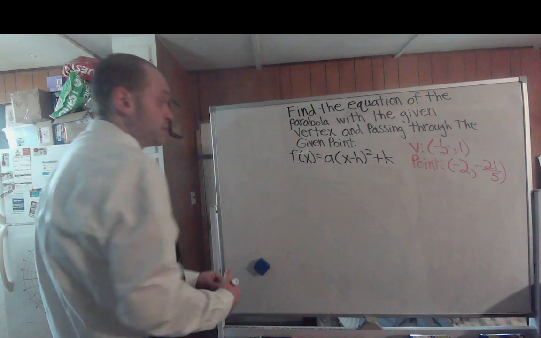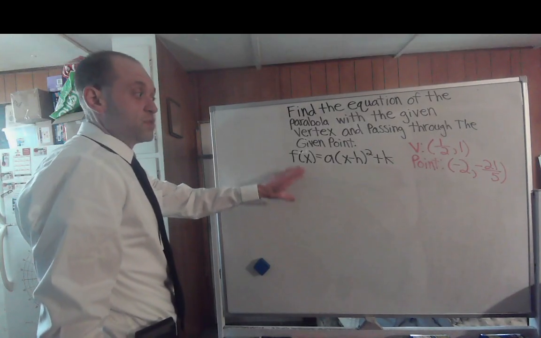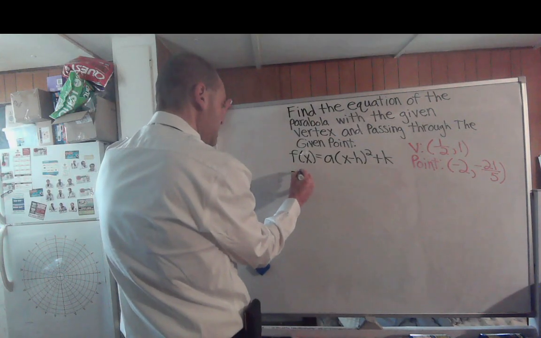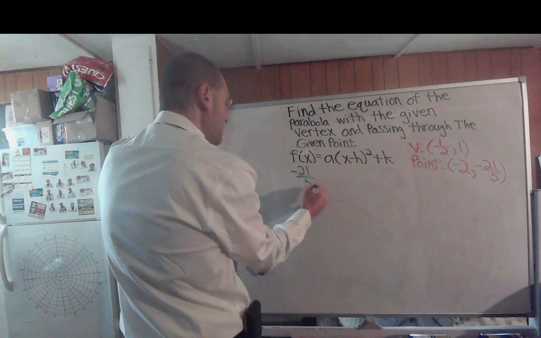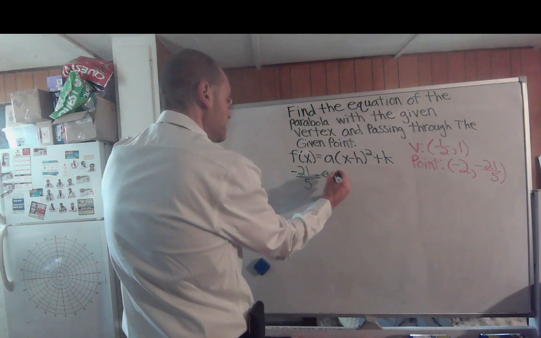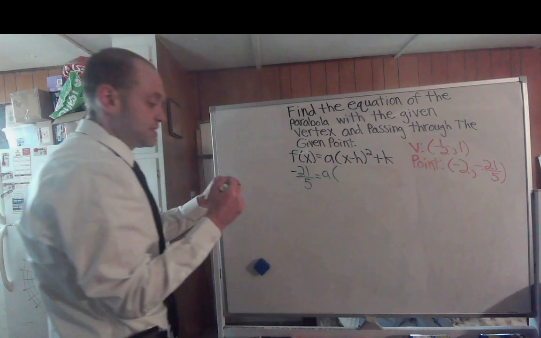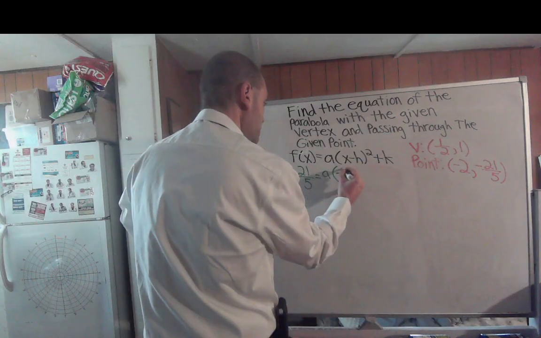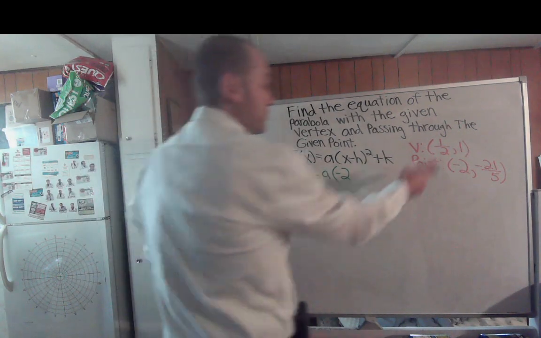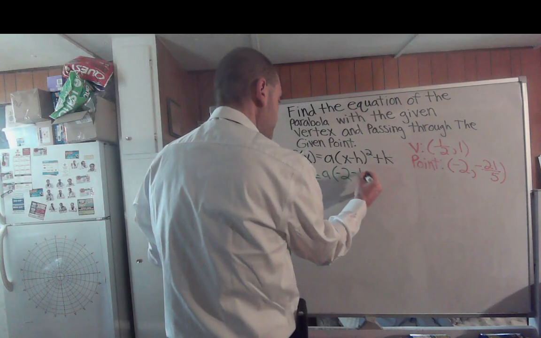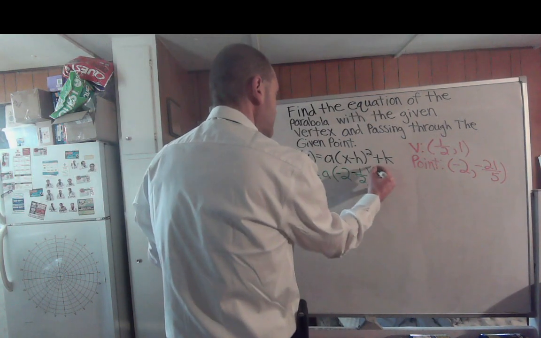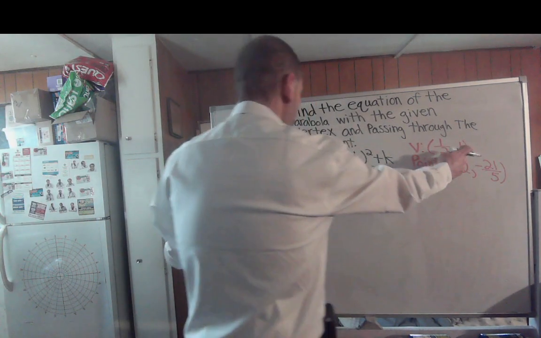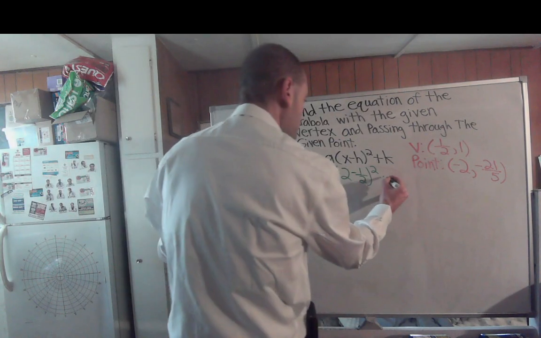So f of x is y. So in this case, you'll substitute that -21/5 in for your y. That's going to equal your a times, all right, so the x value of the point is -2 minus the x value of your vertex, which is 1/2. That would be squared plus that k. Well, that k is 1, so this would all be plus 1.